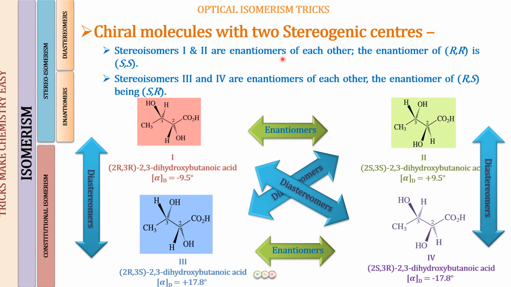Stereoisomers 1 and 2 are going to be enantiomers of each other. The enantiomer of RR is SS. And the stereoisomers 3 and 4 are the enantiomers of each other. RS, the opposite is going to be an SR. Fine. And in this, all of the compounds are having different configurations. None of them will be having exactly the same configuration at the two chirality centers. So this means that there is no identical molecule present over here.